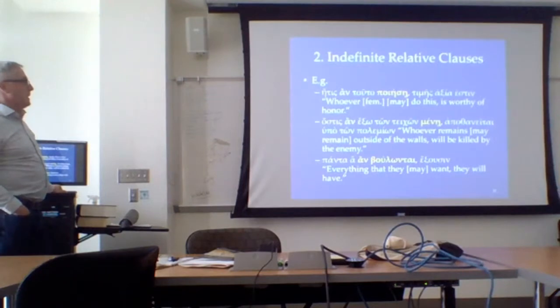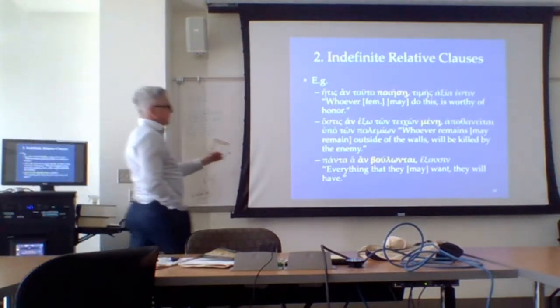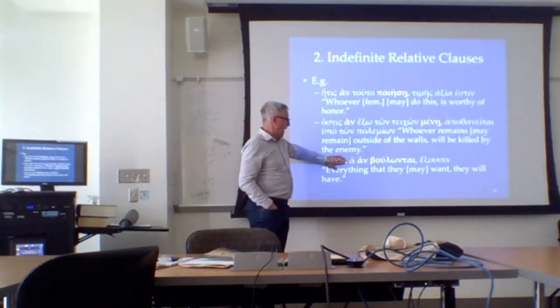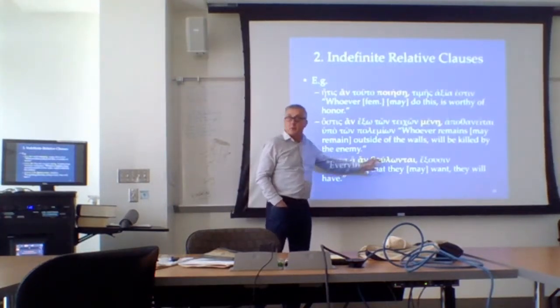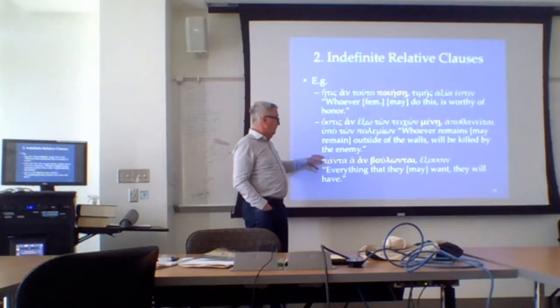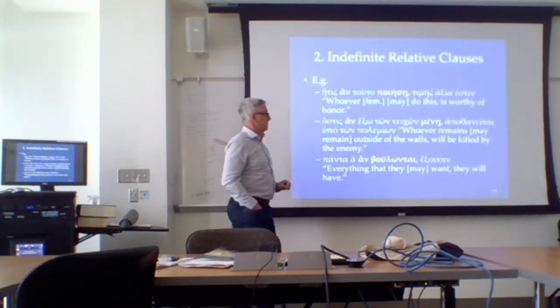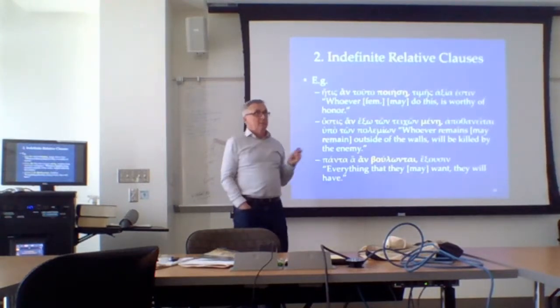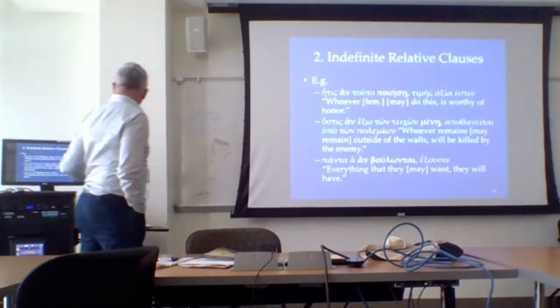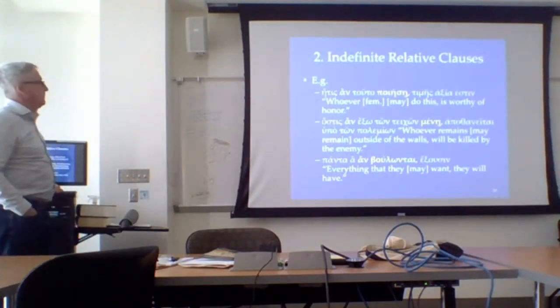Panta ha an boulontai hexousin. Everything that they should ever want, may want, they will have. So this is emphatic. Ha an: those things which they should, may, hypothetically, ever want, and just emphatically, all the things that they may ever want. In modern Greek, this would be hosa, right? They should ever want, they will have.